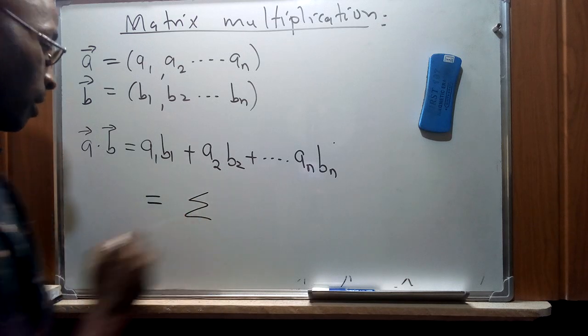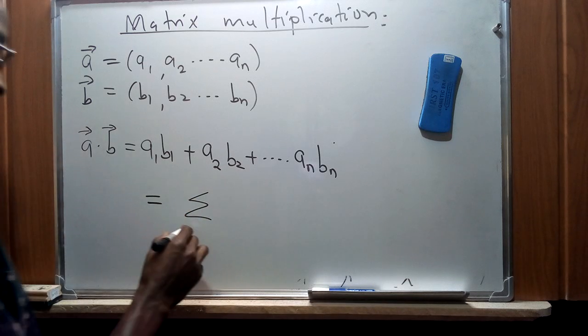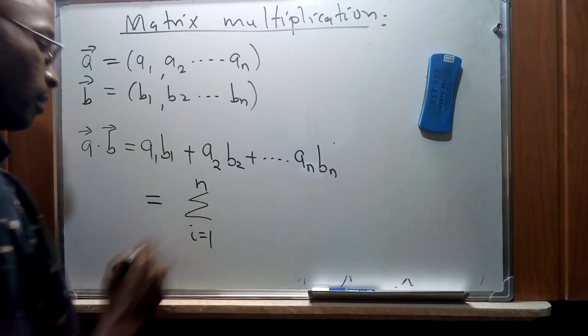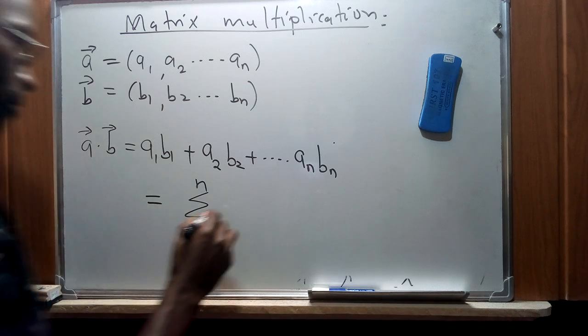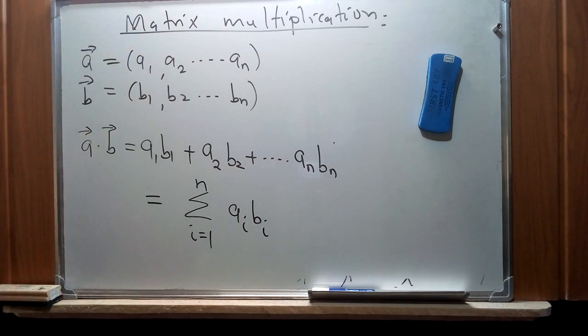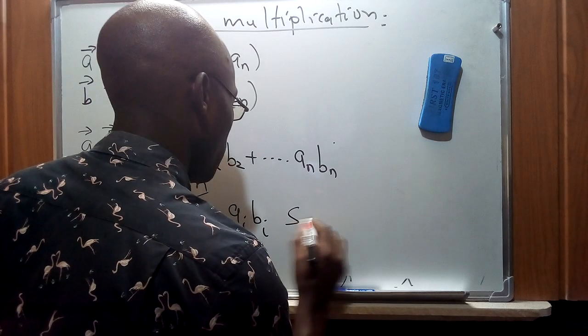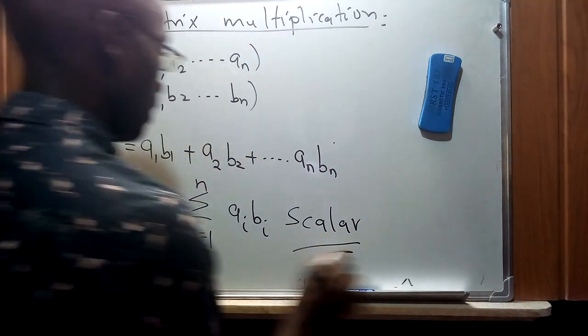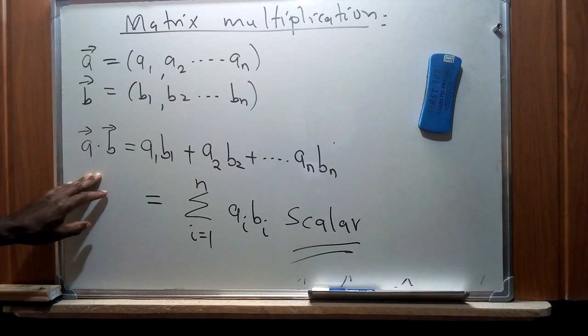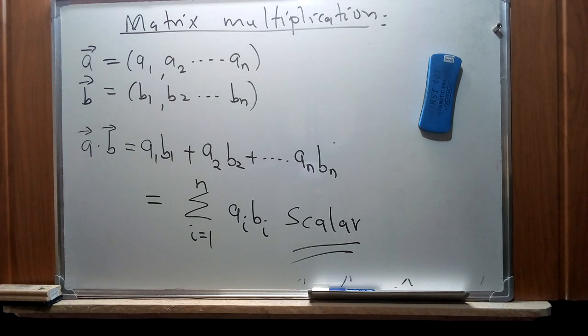We can give that a notation: the summation from i equals 1 to n of a_i b_i, which gives us a scalar product. So that is the general representation of how we can find the dot product of two vectors given those specific representations.